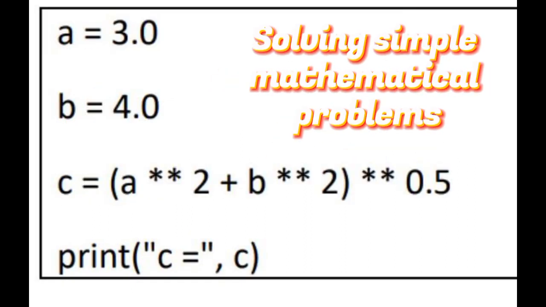Solving simple mathematical problems. Now you should be able to construct a short program solving simple mathematical problems such as the Pythagorean theorem. The square of the hypotenuse is equal to the sum of the squares of the other two sides. The following code evaluates the length of the hypotenuse using the Pythagorean theorem.